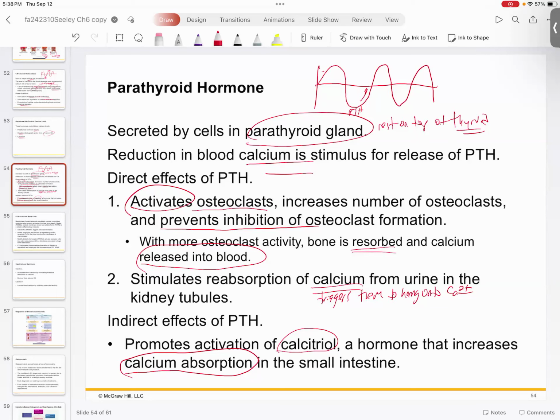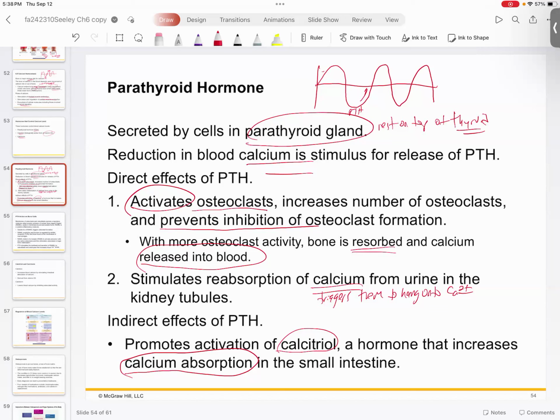Number one, it stimulates the osteoclasts to release and liberate already stored calcium from your bones and dump it into the bloodstream. That's the first one. The second one is the kidneys: as they're filtering your blood, any calcium in that blood is signaled to the kidneys to hang on to it. Bring that calcium out of the urine and back into the bloodstream. We need to hang on to it. That'll increase your blood calcium levels.